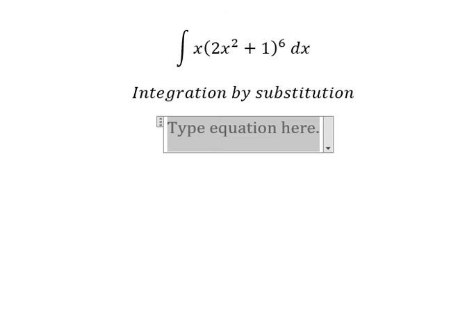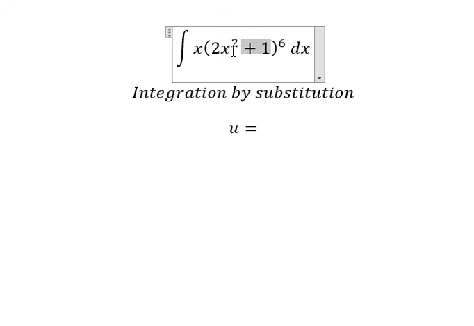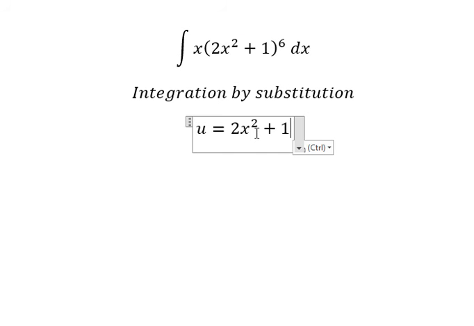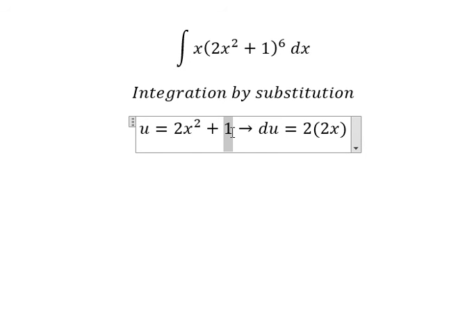So I need to put u equals to this one. Later we need to do the first derivative for both sides. First derivative of s squared, we have 2s. First derivative of number 1, this is a constant. So if we do the first derivative, you get 0.